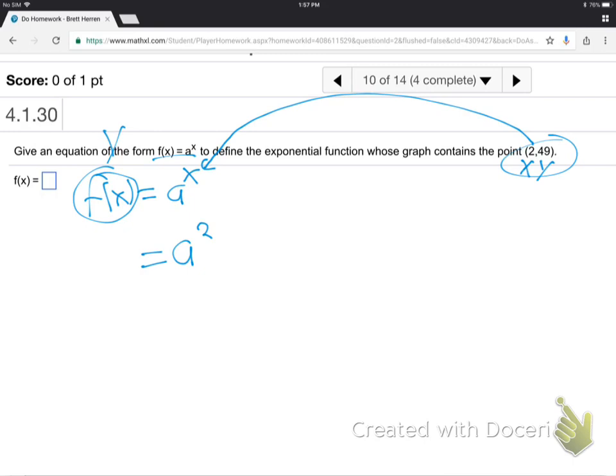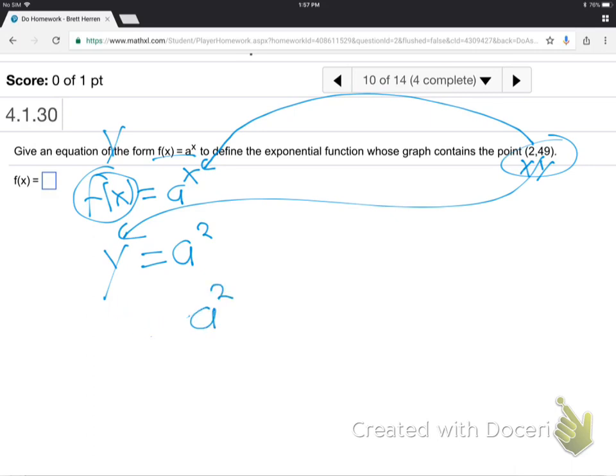The whole thing, not just f, because I know it can be confusing. I just had somebody in my pre-calc class ask me a couple hours ago, well, Mr., it's got f and it's got an x. Yeah, what I mean is the whole thing. F parentheses x, the whole thing is y. There's not really both there. So what is y? 49. So that means 49 is A squared.